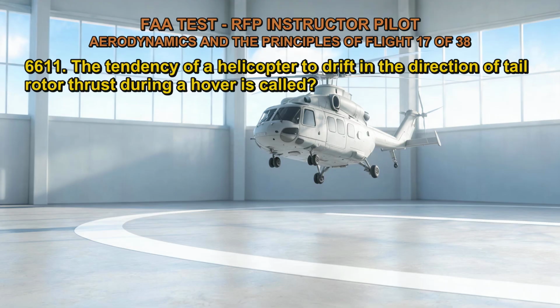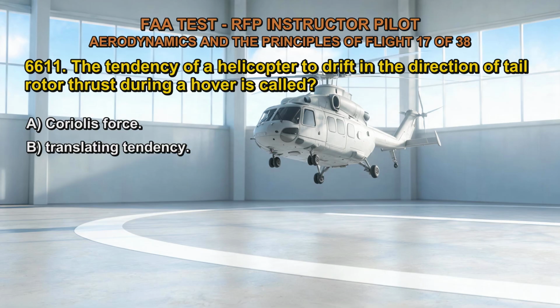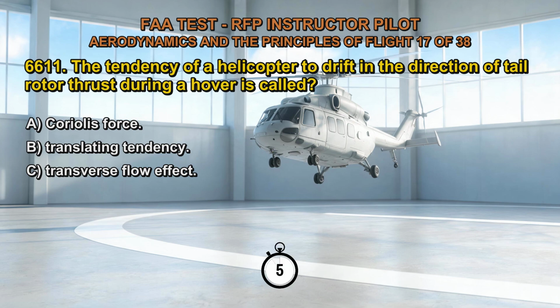6611. The tendency of a helicopter to drift in the direction of tail rotor thrust during a hover is called: A. Coriolis force, B. Translating tendency, C. Transverse flow effect. The correct answer is B.